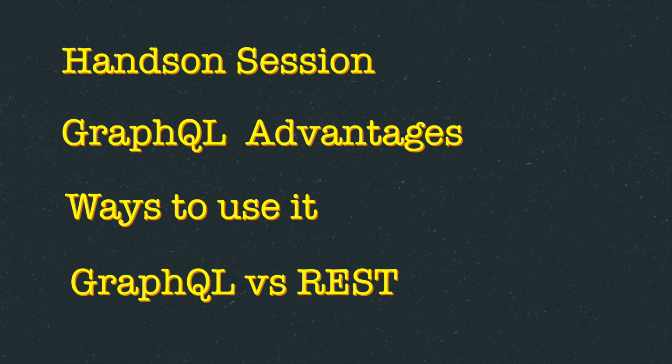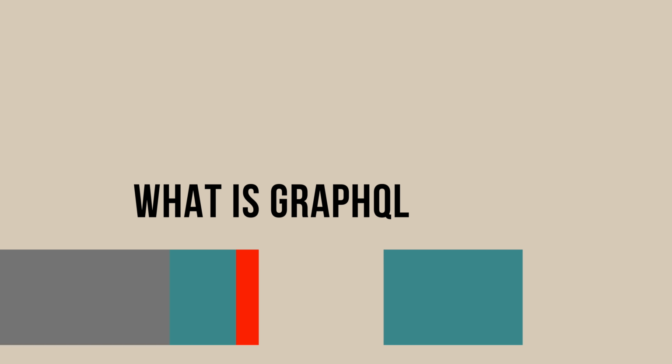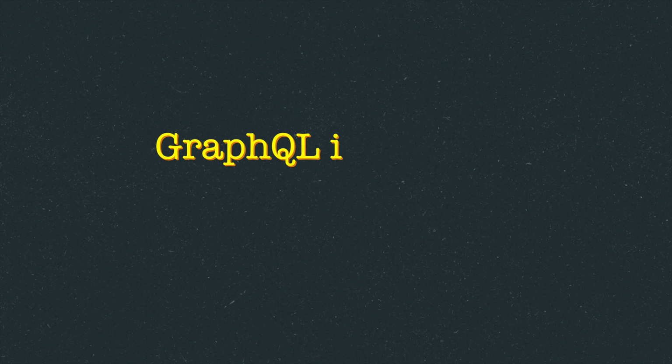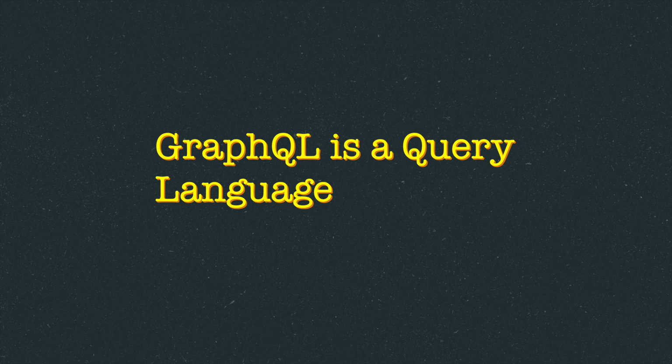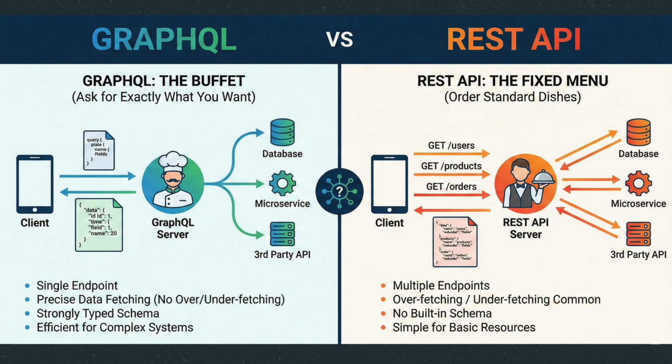So let's get started. First, let's understand what is GraphQL. GraphQL is a query language for your API. To understand GraphQL, let's look at the REST API scenario. In GraphQL, you have only one endpoint and you can have multiple queries to fetch different types of data. On the other hand, in the REST API, for each type of data, there is a specific endpoint. Whenever you want a different type of data, for example, you want to get users, you have to hit the user endpoint. If you want to get customers, you need to hit the customer endpoint.